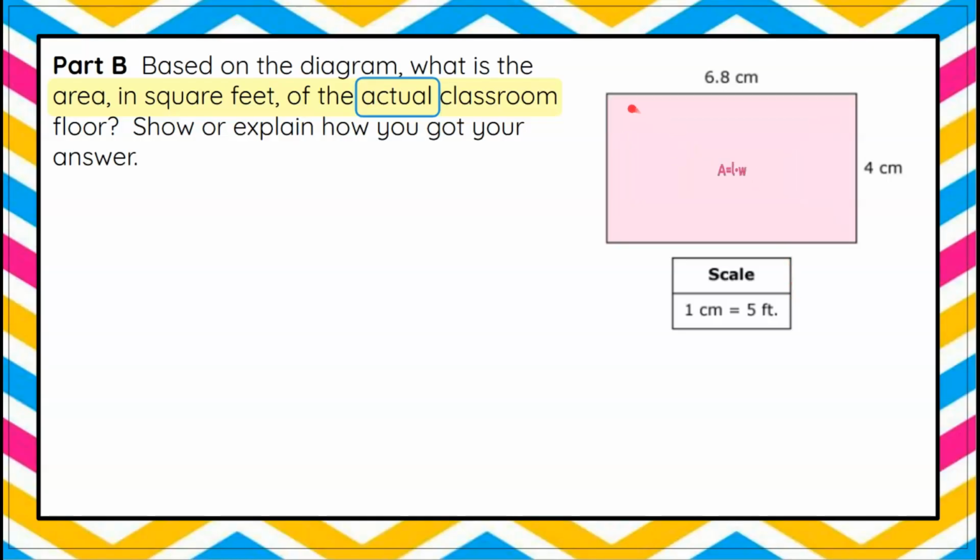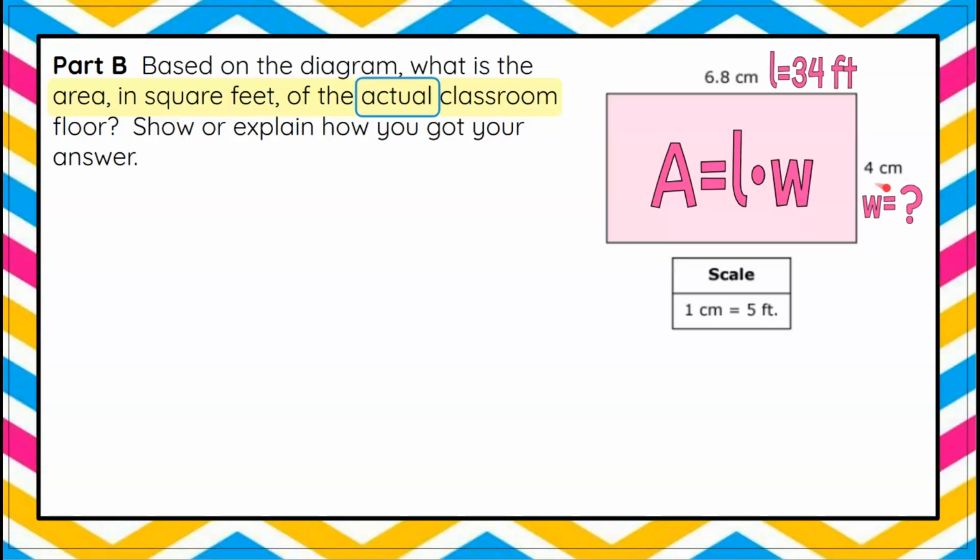So area is the area of the inside, so all the floor tiles. Area equals length times width. So we know that our length is 6.8 centimeters, but our actual classroom floor, we just found out in part A, is 34 feet. And we're not finding the area of the scale drawing, we're finding the area of the actual classroom. So to do this, I need to know what the width is in feet. I know it in centimeters, but I've got to convert those centimeters using my scale ratio to feet.